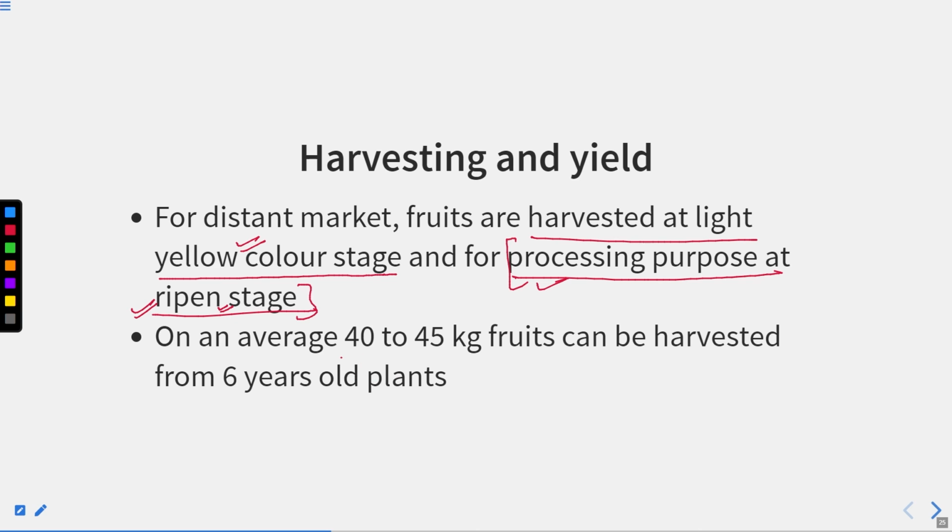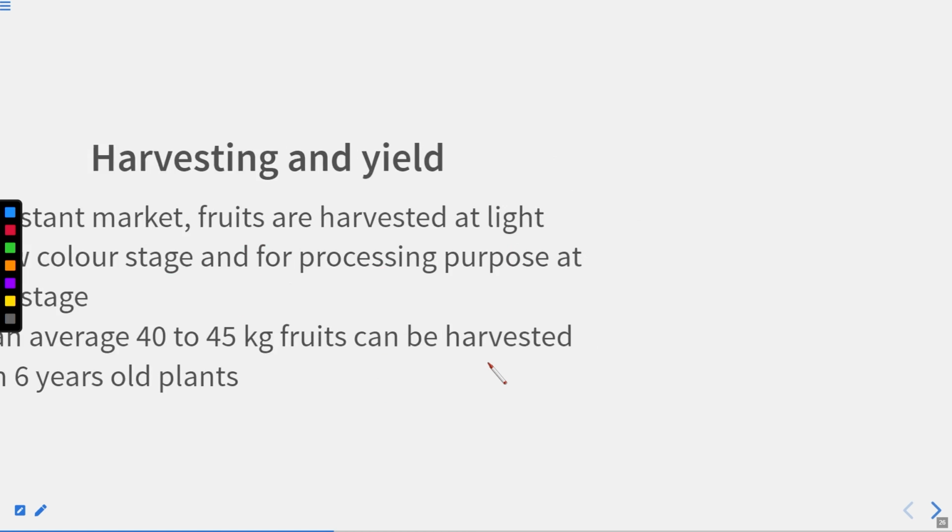On an average, 40 to 45 kg fruits can be harvested from a 6-year-old plant. This is an average estimate.